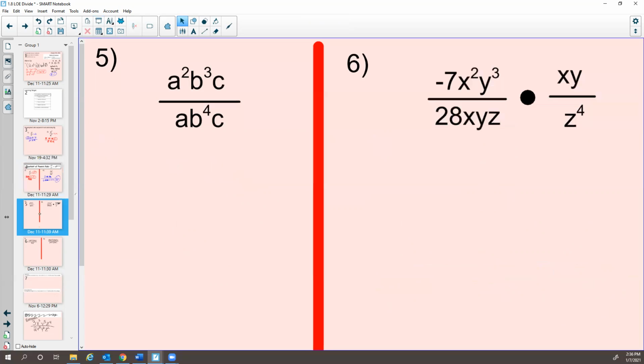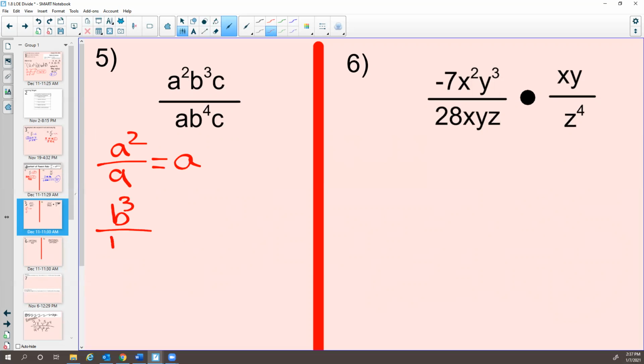Let's try some more. So, number 5, I got my A's. A2 over A1. If it helps you, break it apart, just like we were doing yesterday with our product of powers. A2 minus A1 is A1. B3 over B4. 3 minus 4 is negative 1. So this is going to be 1 over B because we want B on the bottom. My C's, I have C over C. Well, those just cancel out. So I don't have any more C's.